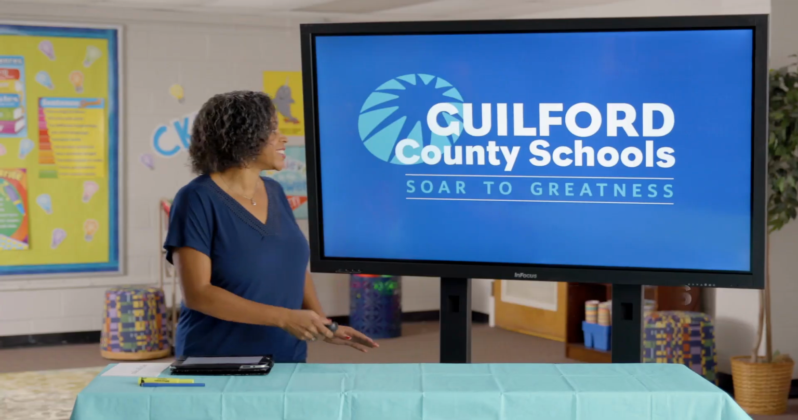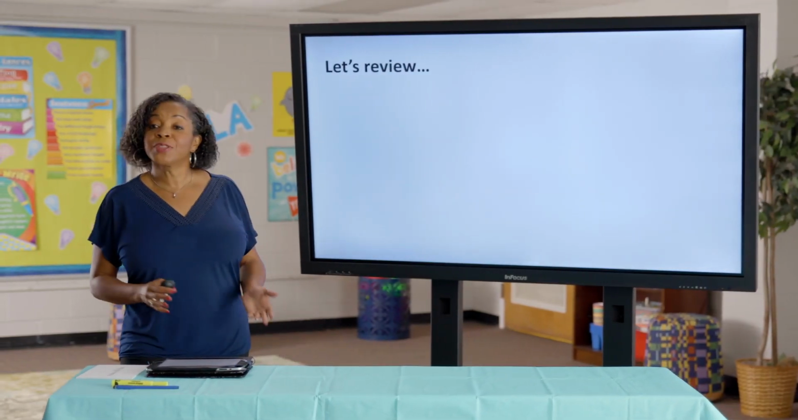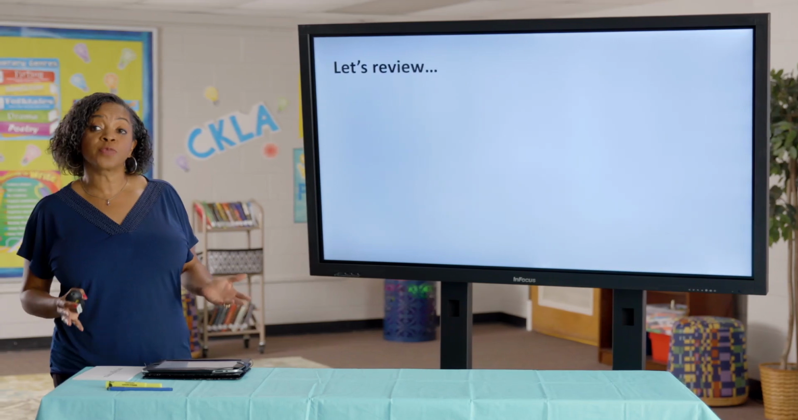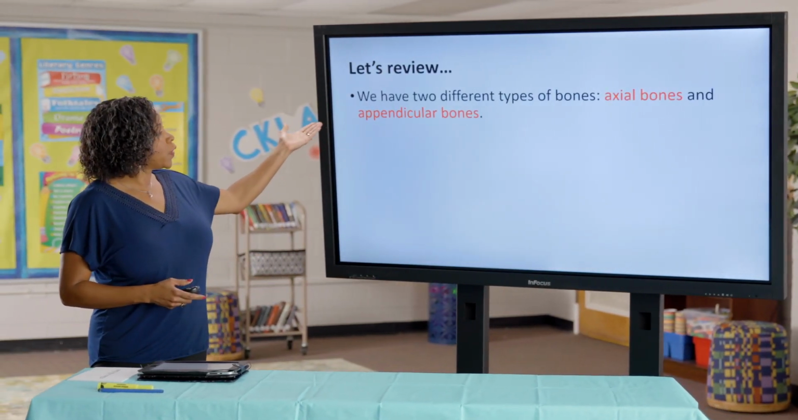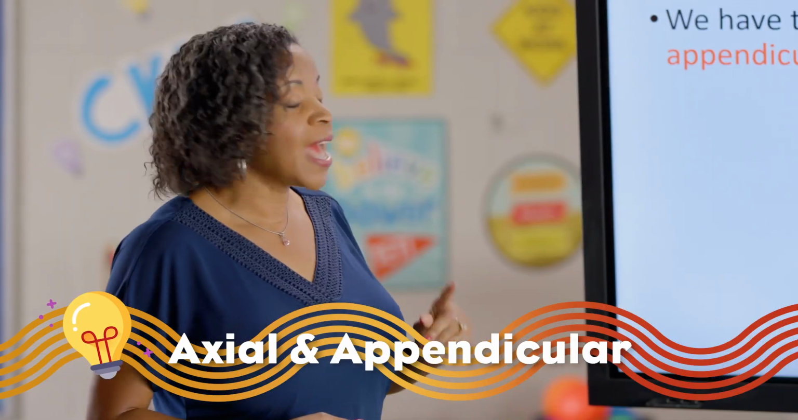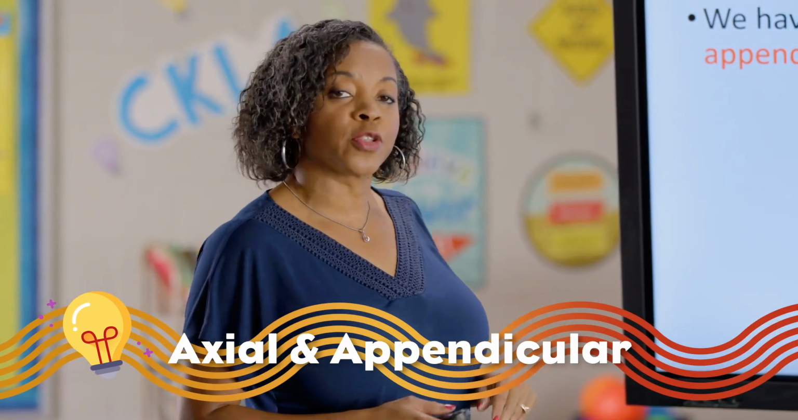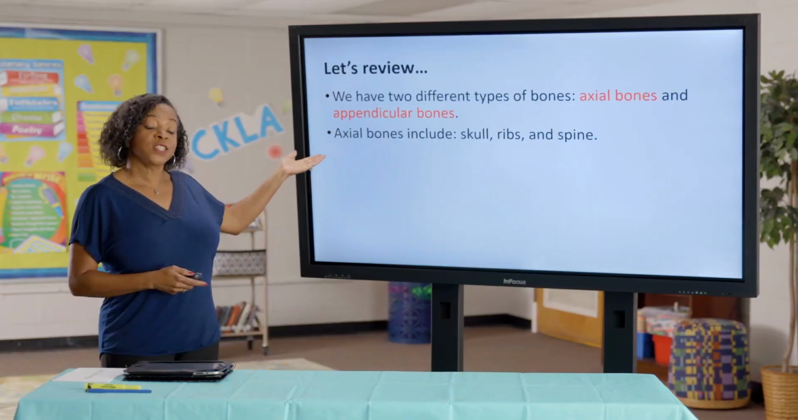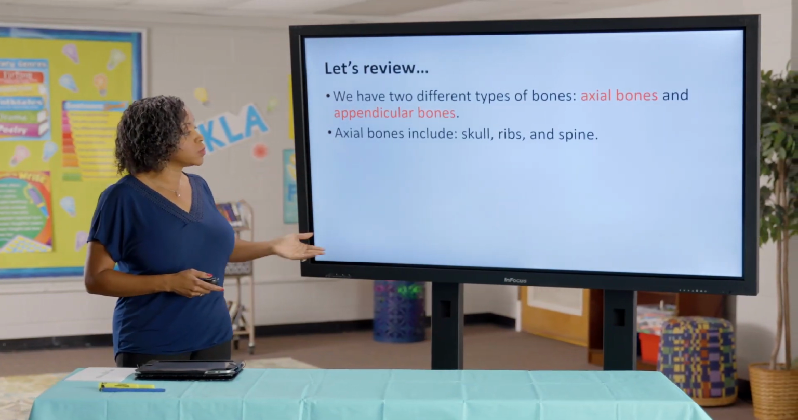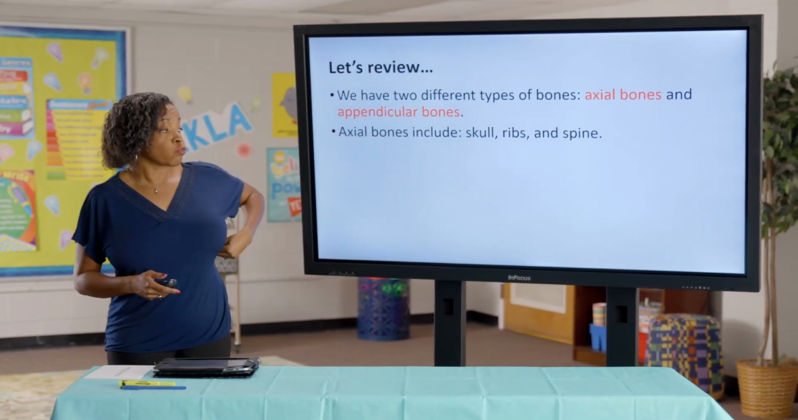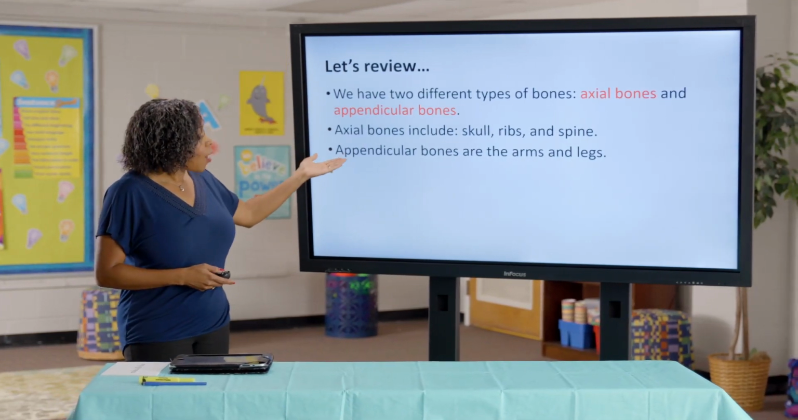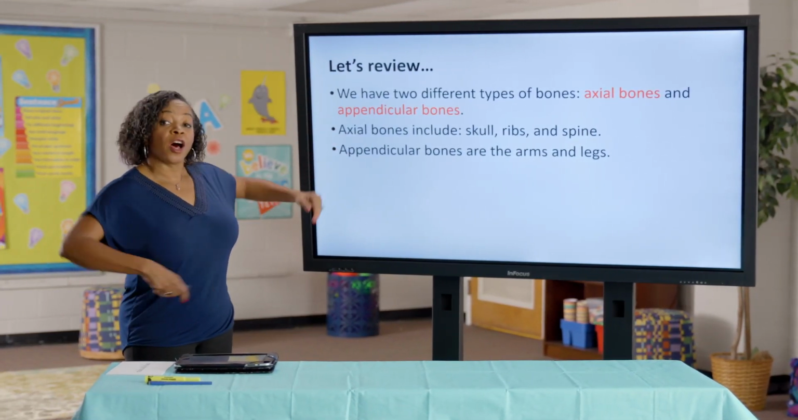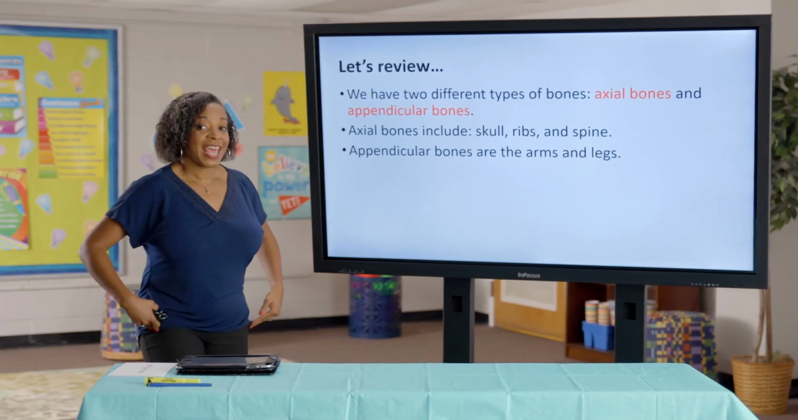Let's get started. So let's review some of the things that we've already talked about as we've learned about the human body. So first of all, we know that there are two types of bones, axial bones and appendicular bones. We also know that axial bones include skull, ribs, and spine. Appendicular bones are the arms and legs.